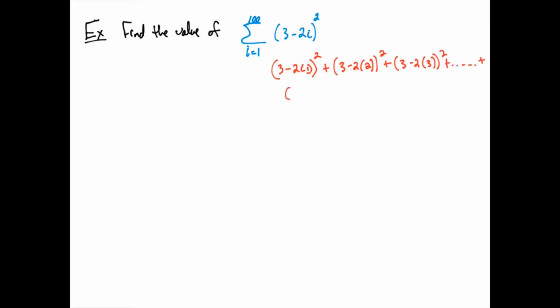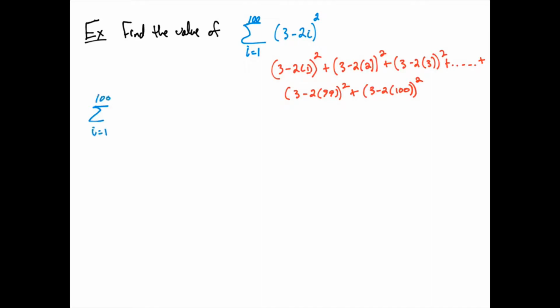And then the last two terms will be 3 minus 2 times 99 squared plus 3 minus 2 times 100 quantity squared. So that's the expression we're going to find the sum of. So there's going to be 100 terms here. Now, again, it'd be kind of ridiculous to actually write all of this out and find the sum. You could do this if you had enough time and paper and patience, but it would be easy to make a mistake and pretty tedious. So instead, we're going to use the properties of sigma notation.